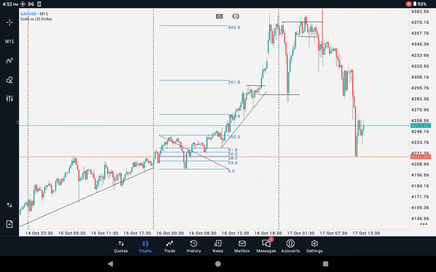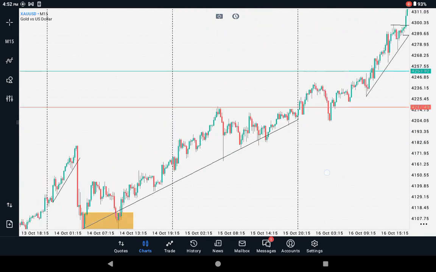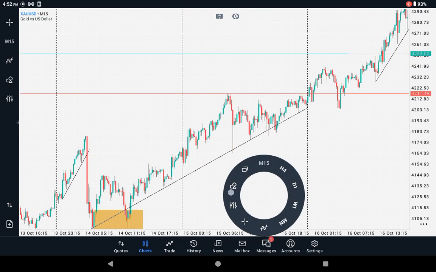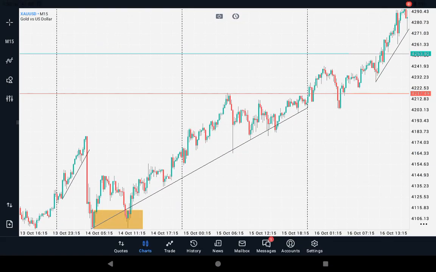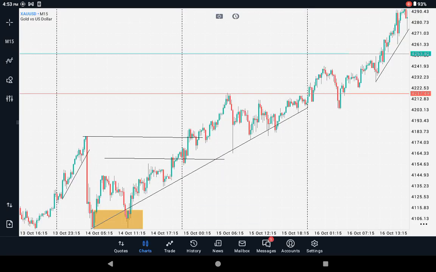Currently on the gold chart, here is our trade on gold yesterday. As we know, the market is always breaking the highs and maintaining the low. So we have a break here, and we had another break of structure at this level.